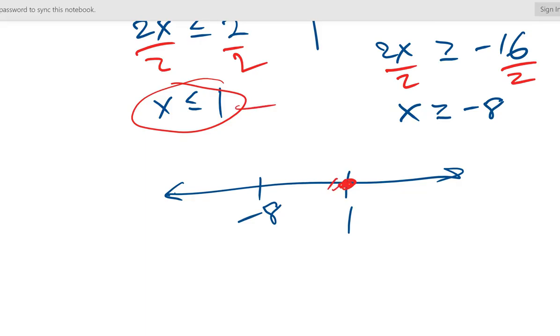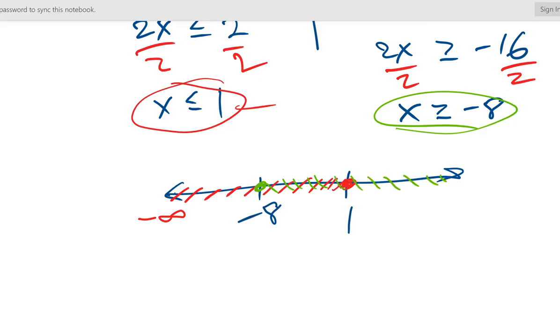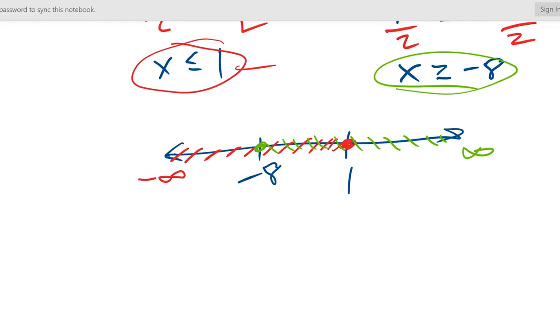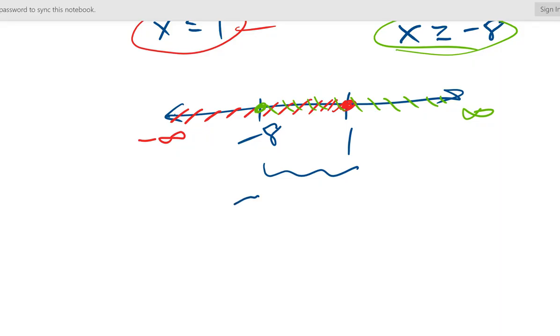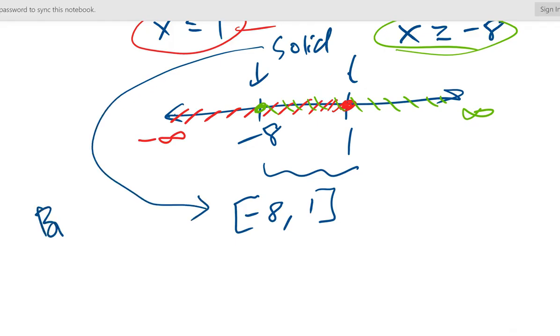So that's this right here, all the way down to negative infinity. And then the other one I'll do in green. x is greater than or equal to negative 8, so closing the dot, all the way up to positive infinity. And so the intersection is right here in between them. So I get negative 8 with a bracket, 1 with a bracket, because it's solid dots. Solid dots, so we use brackets for that, not parentheses, because you're including the numbers. Okay, and that's the answer.